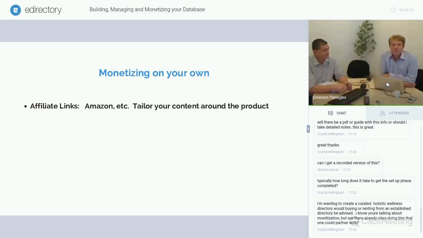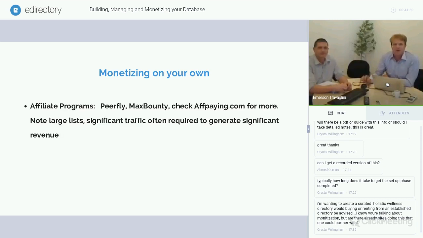And one thing to keep in mind with the affiliate link is there are a lot of programs. I think on the next slide I mentioned some more of those. There's some programs out there, PureFly, Max Bounty. There's a site called AppPaying and some others that will do reviews on various affiliate programs. So you can do some research there.